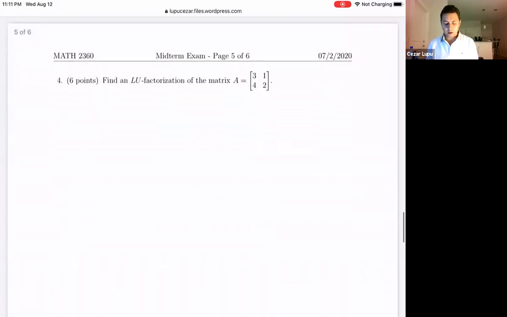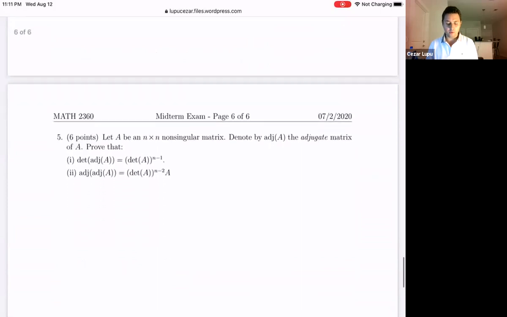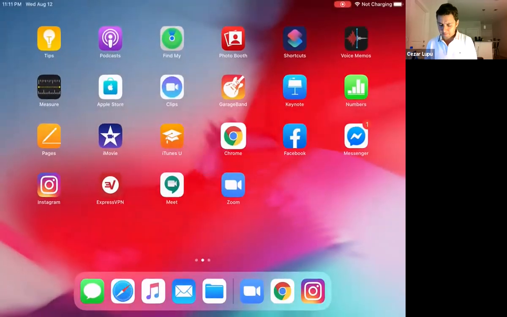The fourth problem was to find the LU factorization of this 2x2 matrix. In other words, we want to write this matrix A as the product of a lower triangular matrix and an upper triangular matrix. And finally, the fifth problem, which was a proof-based problem, involves some relationship between the adjugate of the matrix and the matrix itself. Of course, we will assume that the matrix is not singular. Okay, so these were the problems. Let's get started.